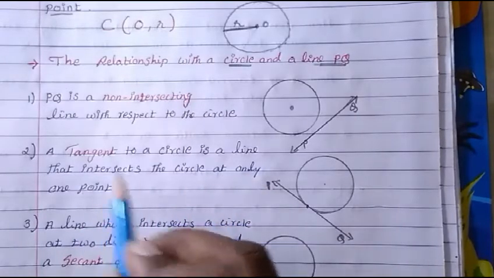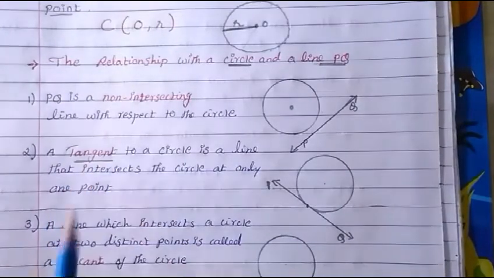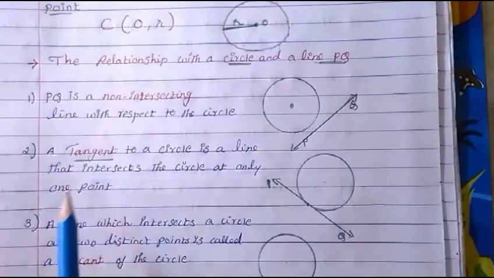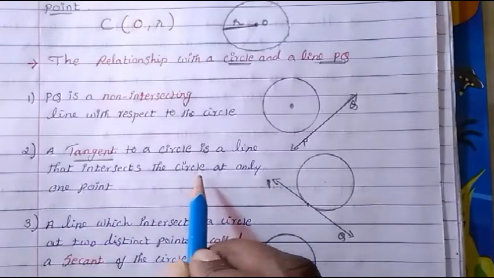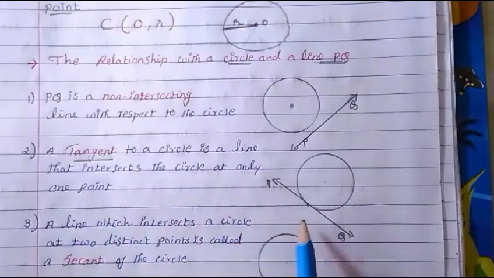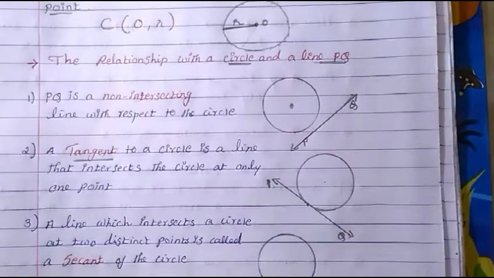A tangent to a circle is a line that intersects the circle at only one point. This is a very, very important concept in this chapter, that is tangent. Tangent is a line which intersects the circle at only one point. At only one point it will intersect the circle. So that we call a tangent.